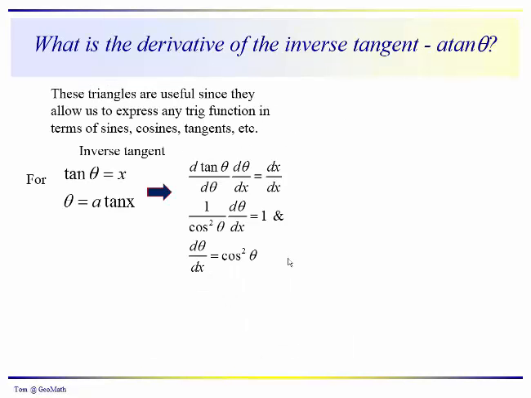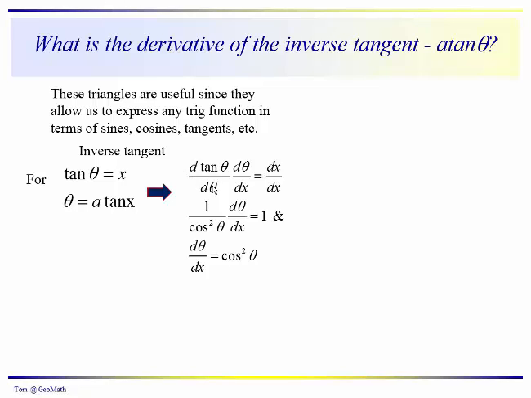Okay, so let's take a look at one more. Quickly we'll do the inverse tangent. And we're going to be using these triangles. I'll tell you a little bit more about that. We've been using these triangular relationships. And again, we start with basic relationships here. We've got tan theta is equal to x, and theta is equal to the inverse tangent of x. We do the chain rule differentiation.